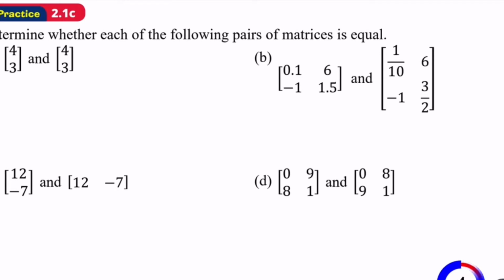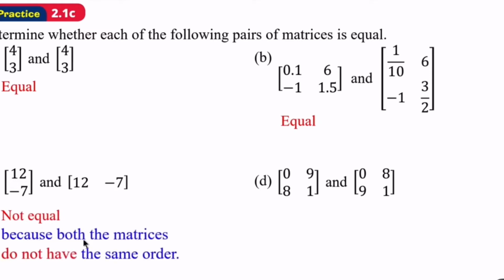Determine whether the following pairs of matrices are equal. For A, the order is 2 by 1, right? And for B, they are 2 by 2, right? And for C, it is 2 rows and 1 column, and 1 row and 2 columns. So for C, the orders are not the same. So A is equal matrix, and B is also equal matrix. But for C, it is not equal matrix because they do not have the same order.